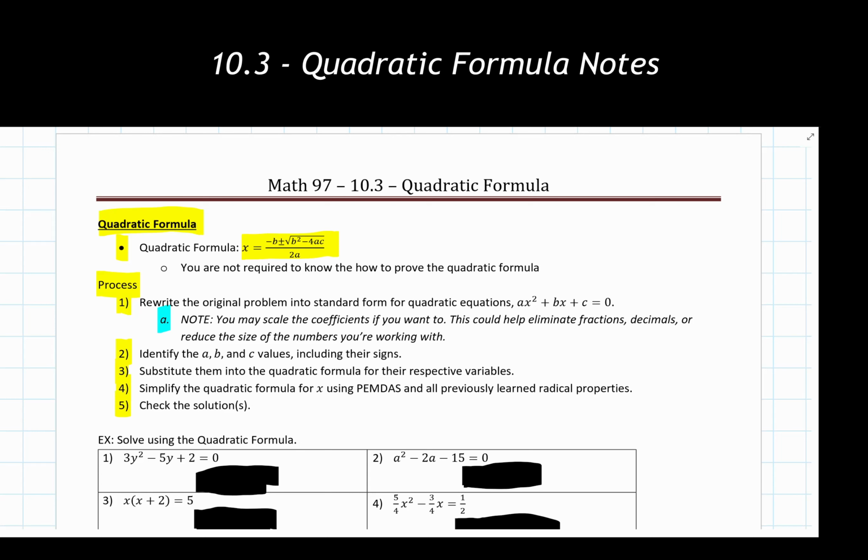So the main thing that we need to do at the very beginning is rewrite the original problem into standard form for quadratic equations. Standard form is ax squared plus bx plus c equals 0. So the a, b, and c that are listed up here in this formula all come from the standard form that we have for quadratic equations right down here.